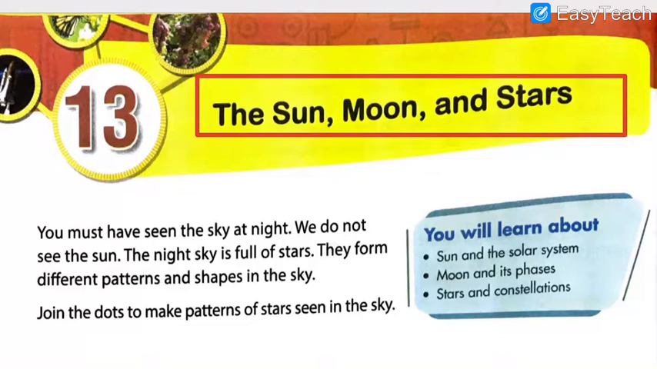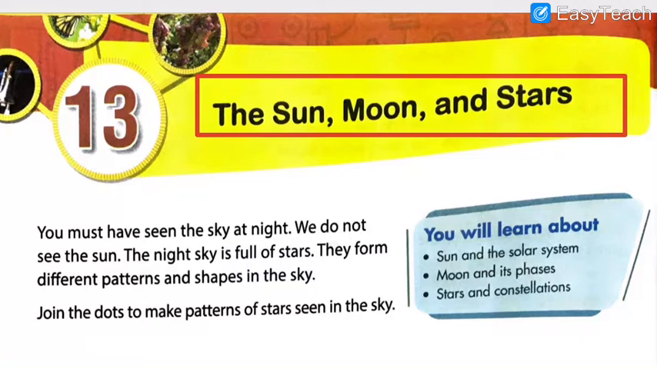So students, I hope that you are ready with page number 128 of your textbook, chapter number 13. The chapter is the Sun, Moon and Stars. Let me tell you, this is a very, very captivating chapter. You are really going to enjoy learning the facts and learning about the sun and the solar system. You will even learn about the details of the moon and its phases. Not only that, but also stars, and you will even learn about constellations.